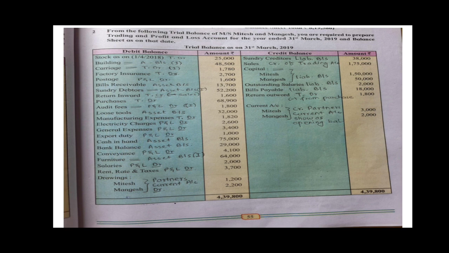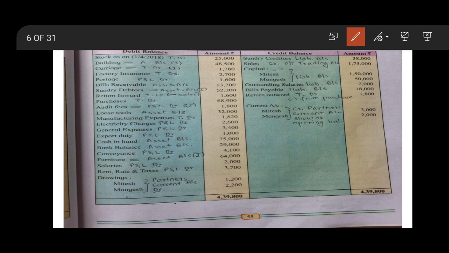The first is stock on 1st April, that is transferred to the debit of trading account, 25,000. Then building, you can see that it is marked, that means the adjustment is on it. Building is transferred to the assets of balance sheet in the inner column. Then carriage to the debit of trading account. Carriage is also having adjustment, so inside the amount. Factory insurance to the debit of trading account.